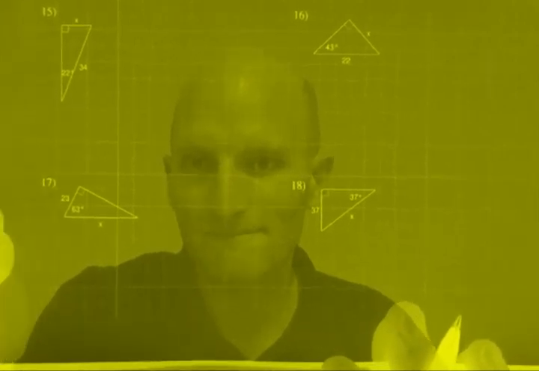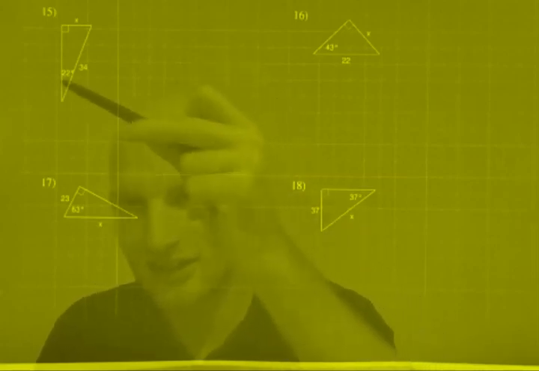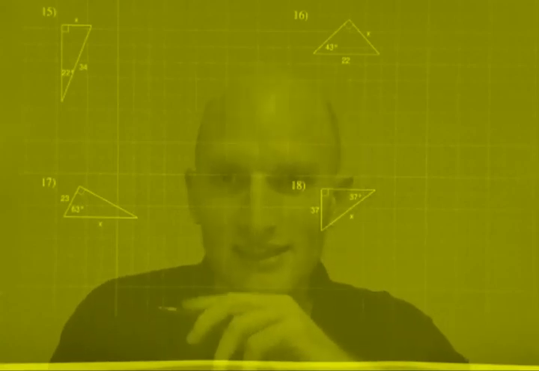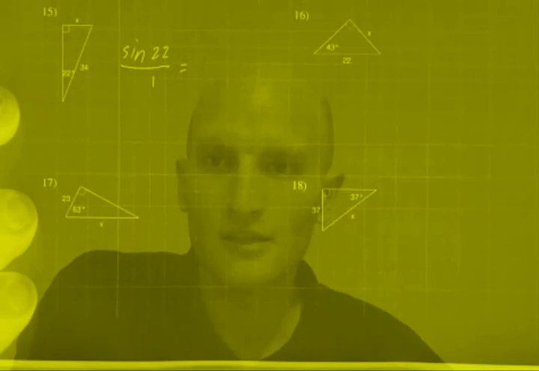Number 5, our fifth problem. We have an angle here, and then we have the opposite and hypotenuse. So sine of 22 equals x over 34.